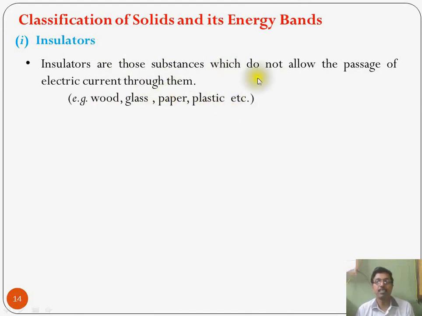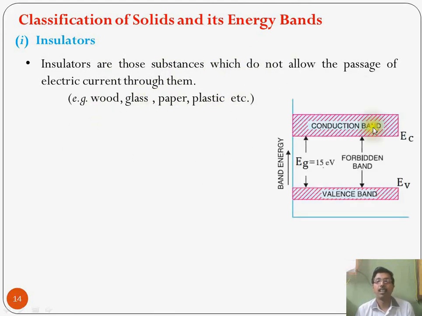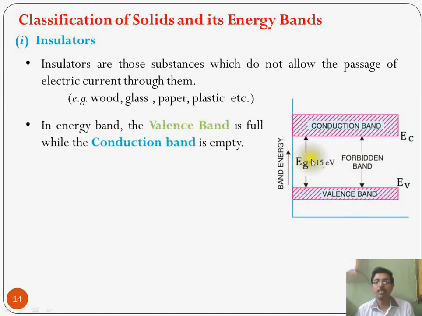That is, an insulator does not allow the passage of electric current. Say this is the energy band diagram of an insulator. Look here, it is the energy gap. It is measured in terms of electron volts. The energy gap here is 15 electron volts. It's very high.